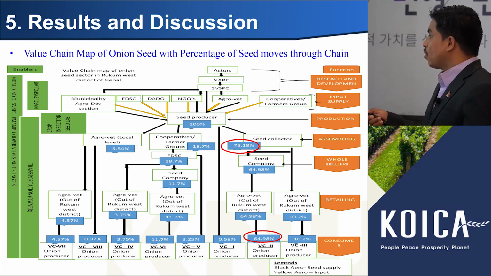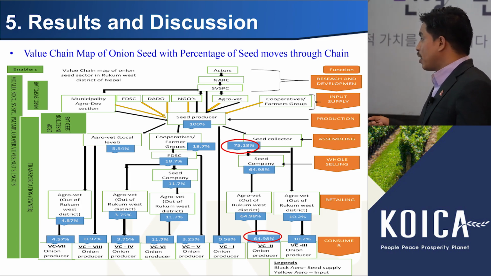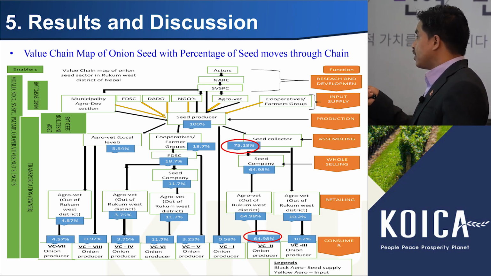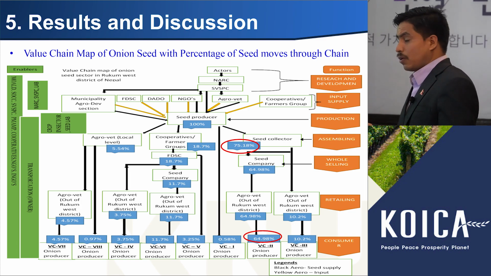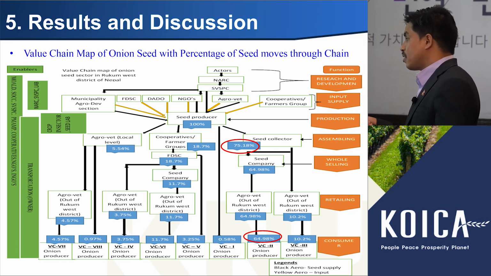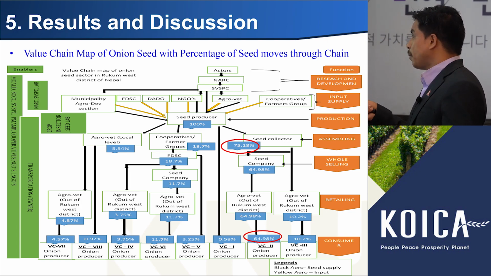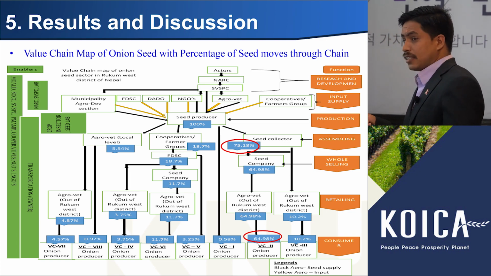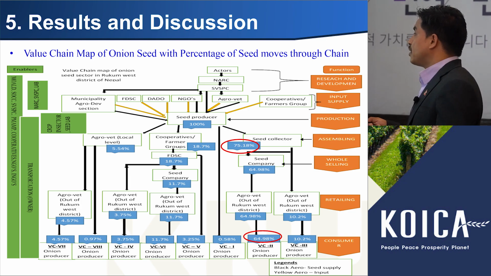Here we can see the involvement of seed producer to seed collector to seed company, then supply to agrovet out of district, and then finally reaching the farmer. In this value chain second, the highest 75.18% of seed moved through it, and finally 64.98% reaches the seed users this way. So here we have to find some difficulties in this area, and the highest market margin is also collected by the seed collector.